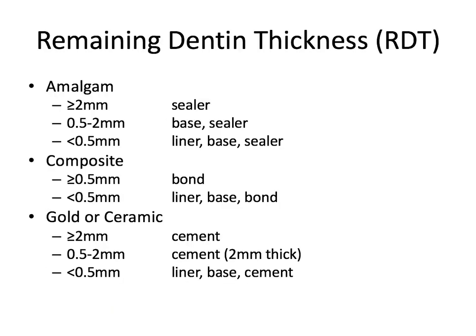So here's a quick reference chart for what material you're using as your restorative material, how far from the pulp you are, which is the remaining dentin thickness, that's what that means, and what pulp protective materials you might consider using in each of those scenarios. So feel free to take a screenshot of this if you like for future reference while you're studying.